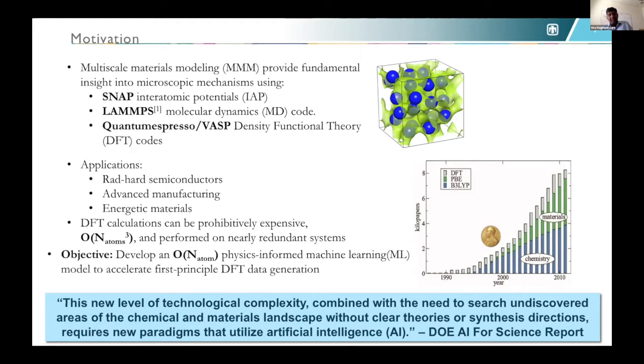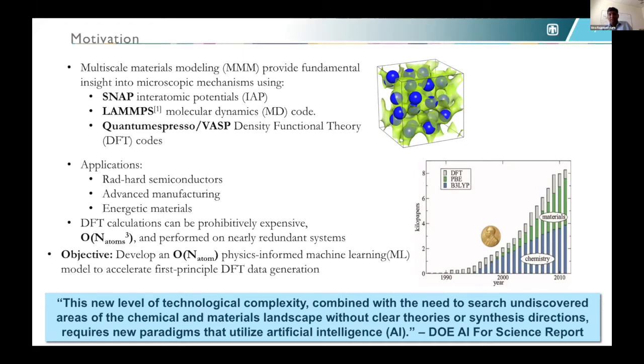That said, the calculations themselves are quite expensive. They scale as N cubed, where N is the number of atoms. So you cannot do this for very large systems, and that is a limitation. Okay, but despite this limitation, the plot at the bottom right here shows the number of citations to DFT since the early 90s to sometime in 2011. And you can see the number of papers that cite or use these methods.